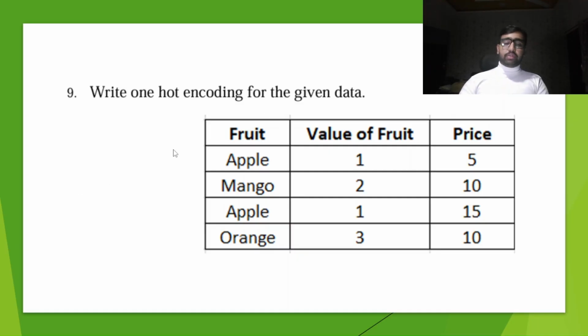Here we are given this data. The data consists of three columns, of which the first is fruit. The fruit contains the discrete values. Then is the value of fruit, which contains the numerical value, and the price, which also contains the numerical value. So since the first column of fruit contains the non-numeric discrete values, we are going to apply the one hot encoding to this column. So before that, let's first understand what one hot encoding is.